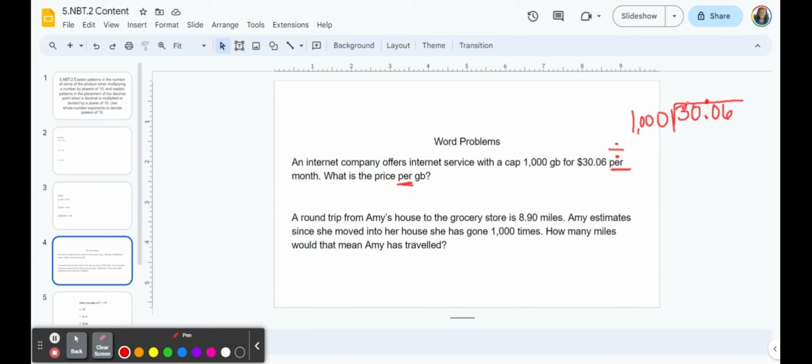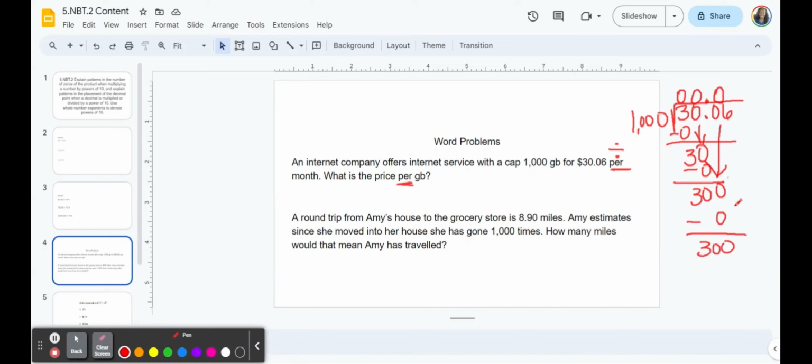Can 1,000 go into 3? No. So that's 0. All right, 0. 3 minus 0 equals 3. Drop your 0. Can 1,000 go into 30? No. So that's another 0. Bring your 0 down. 0 times 1,000 is 0. All right, 30 minus 0 is 30. So now let's drop this next 0. So can 1,000 go into 300? No. So let's say 0 times 1,000. So that's 0. 300 minus 0 is 300.